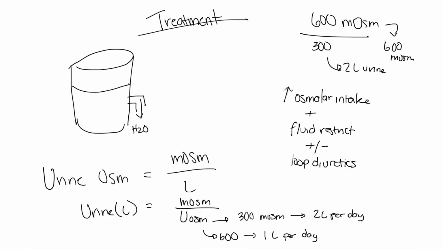And so with a fluid restriction, this helps me slowly remove water from my body. Now this is augmented if I give even more osmols. If I start eating 900 milliosms per day and I use a loop diuretic, well then I'll pee 3 liters out per day and it'll correct my sodium faster. So this is how we approach SIADH.